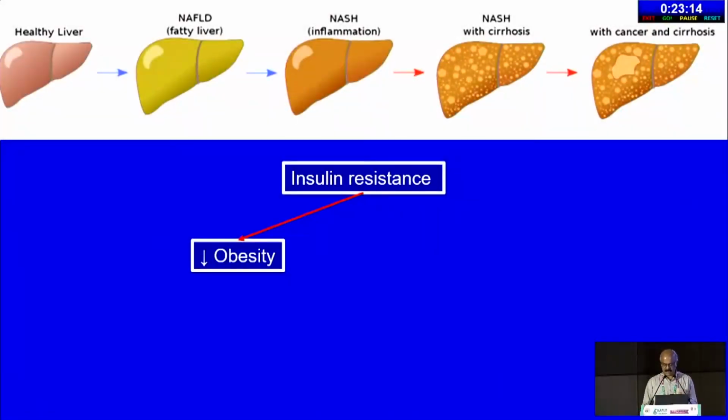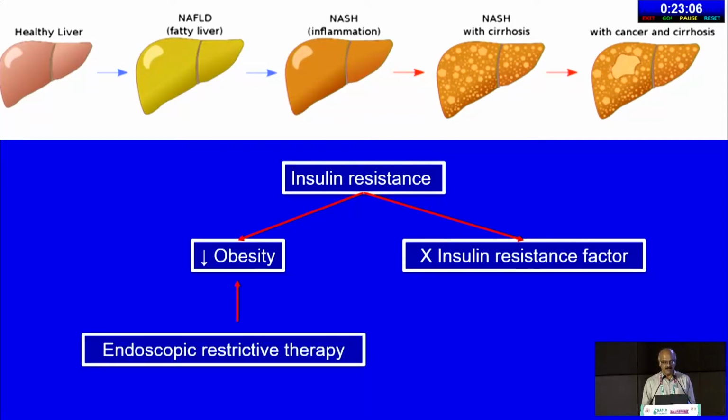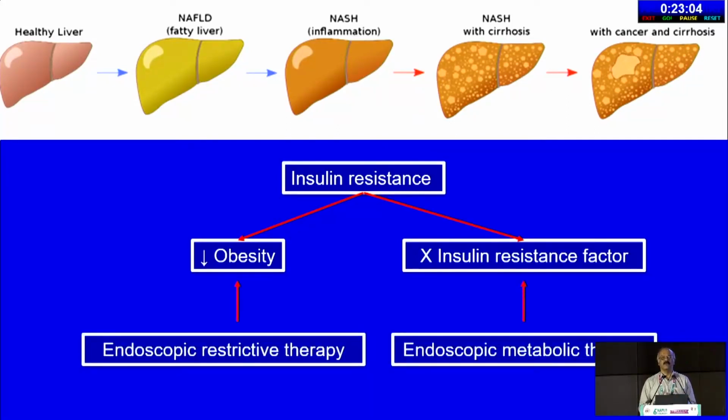That insulin resistance is responsible for the obesity, and insulin resistant factor that's being identified now is responsible for the NAFLD. So obesity and insulin resistance are the two common factors responsible for NAFLD, and we have two forms of endoscopic therapy to deal with it. One is the restrictive therapy for obesity, the metabolic therapy for insulin resistance. So this is how we'd like to simply look at it.